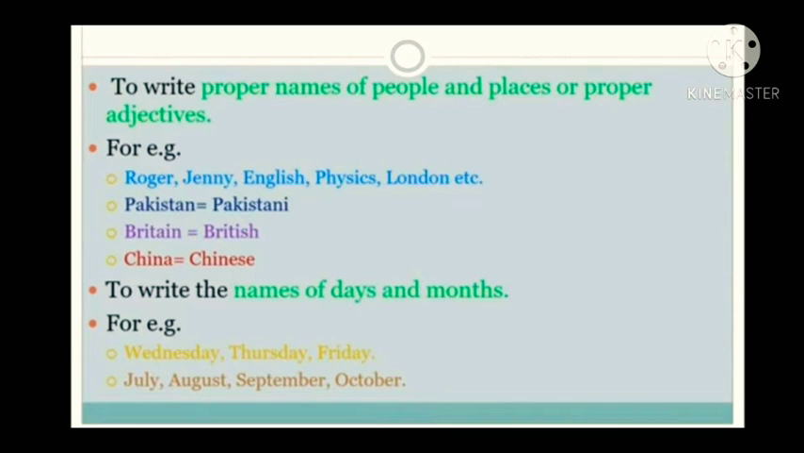To write the names of days and months, for example, Wednesday, Thursday, Friday, July, August, September, October. So, for all proper nouns, you have to remember this.